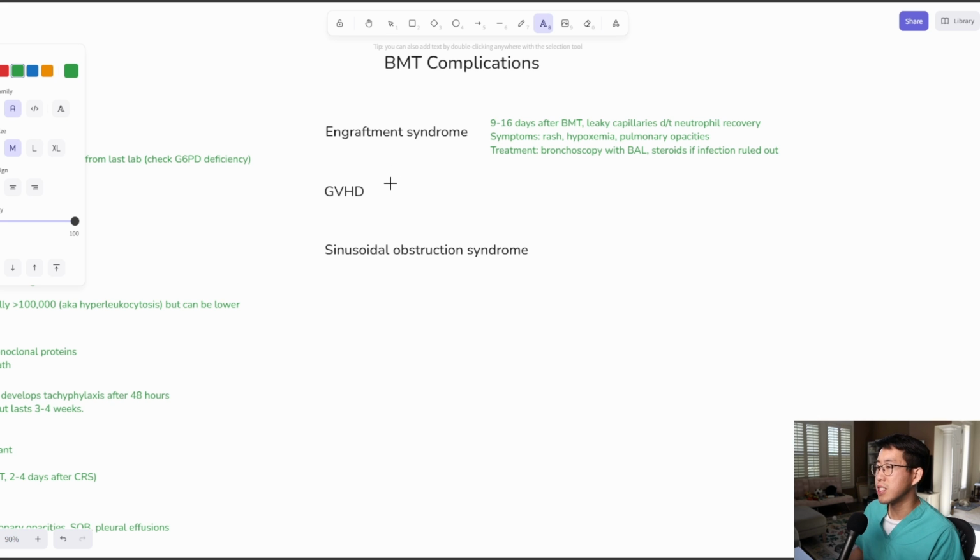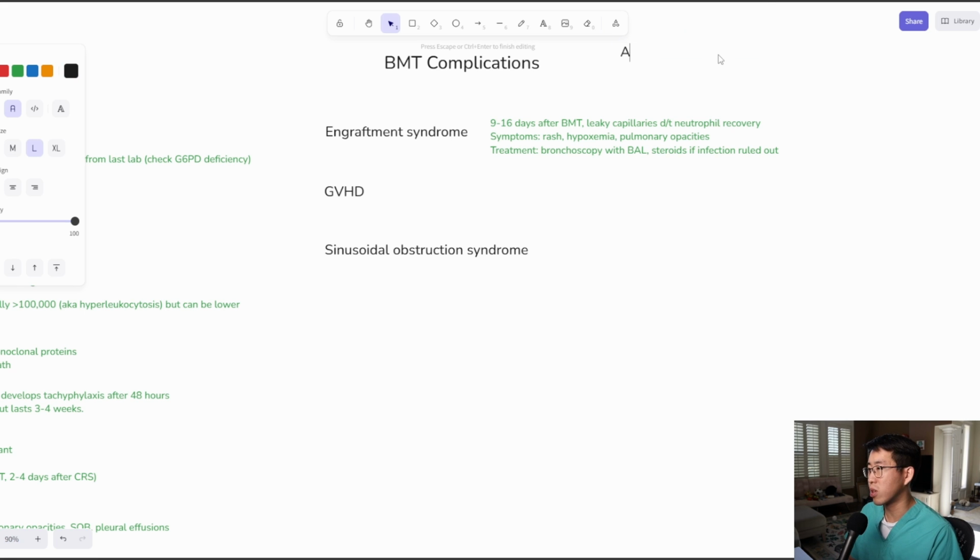Graft versus host disease is a pretty interesting one. This is basically because you are implanting another person's immune system in, and you are developing white blood cells that are actually not your own body's white blood cells. It's actually the bone marrow transplant donor's blood cells that are starting to develop. And so what they can do is recognize your own body as foreign.